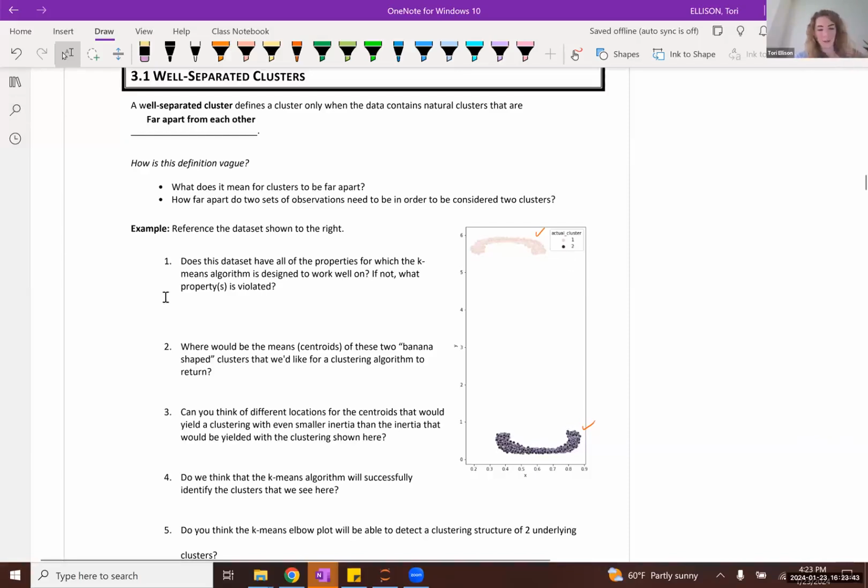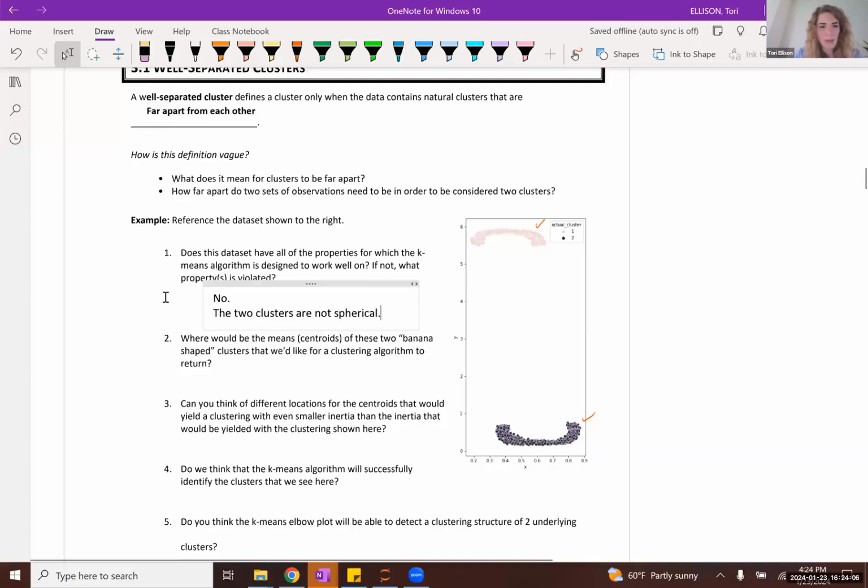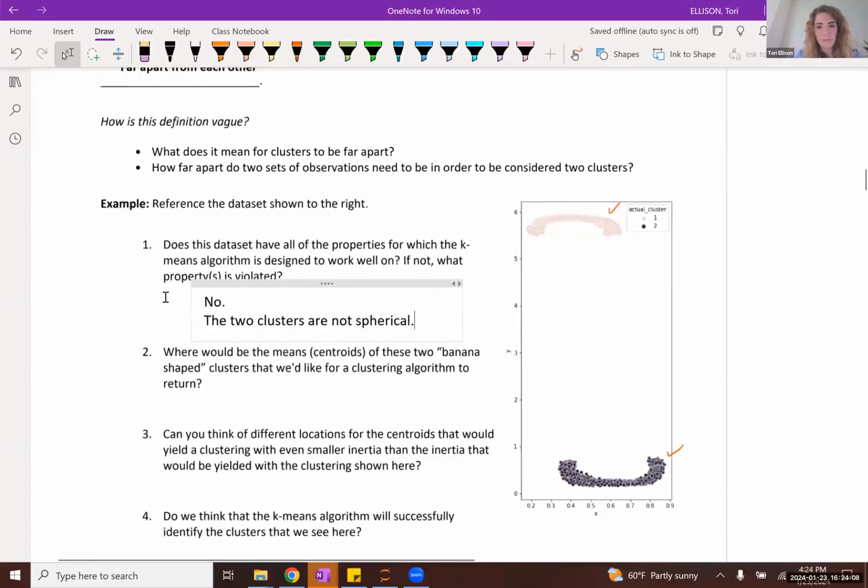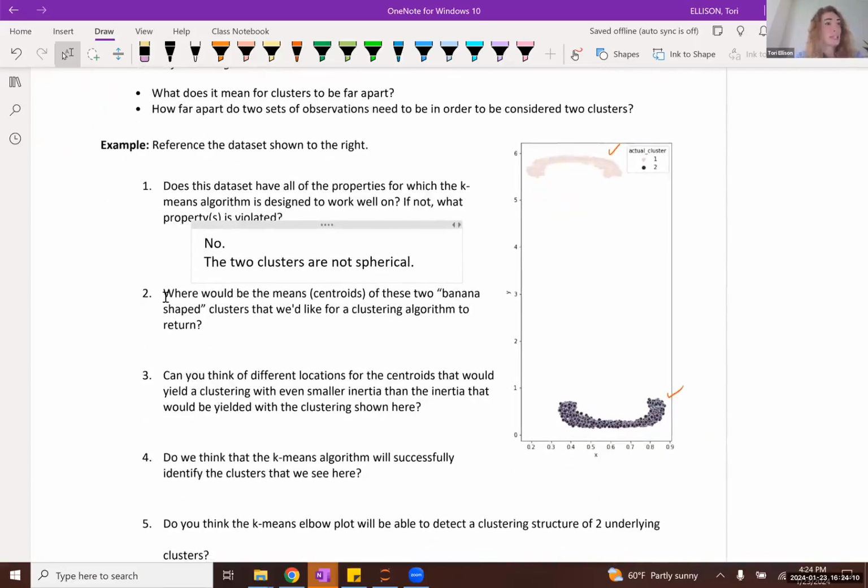Yeah. So the answer to the first question is no. It does not meet all the ideal properties. Sorry, excuse me, there is one property that is not ideally met. And that is that the two inherent clusters that exist in the data set are not spherical. Okay. We want to think about, would k-means actually still be able to identify these two clusters nonetheless?